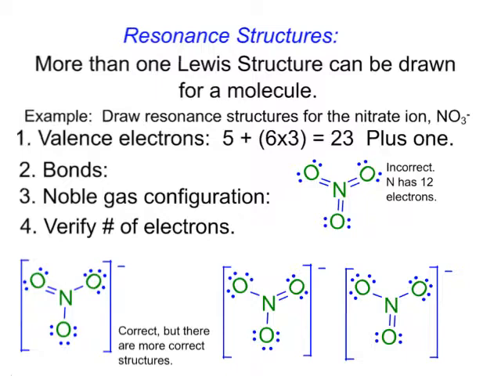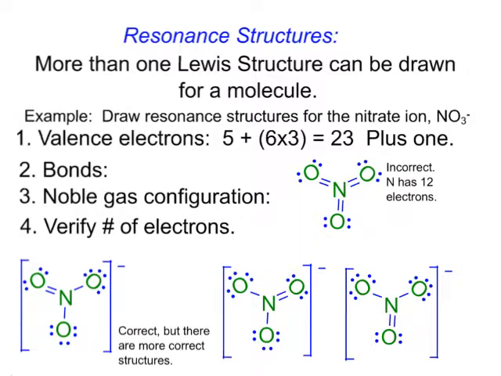As an example, we follow the same rules. We look at the valence electrons. So for the nitrate ion, we have 5 valence electrons for nitrogen. We have 6 for each of the oxygens, and there are 3 of the oxygens. So that gives us 23 electrons plus 1, because it's an ion. It has 1 extra electron in it. So that gives us a total of 24. Step 2, the bonds. Now, I'm just writing this down.